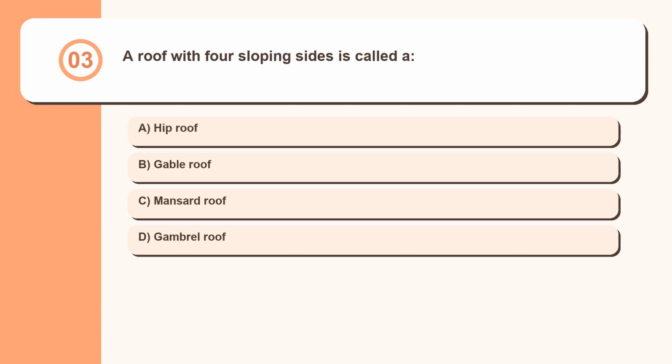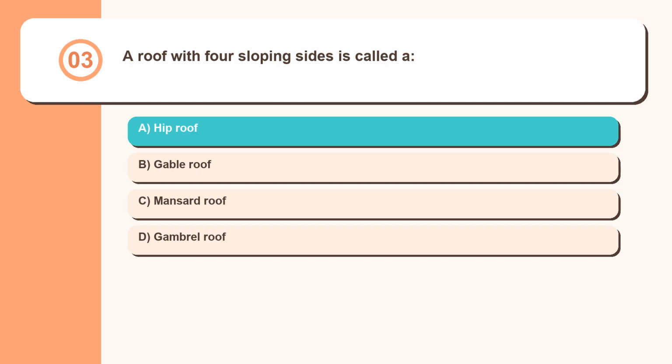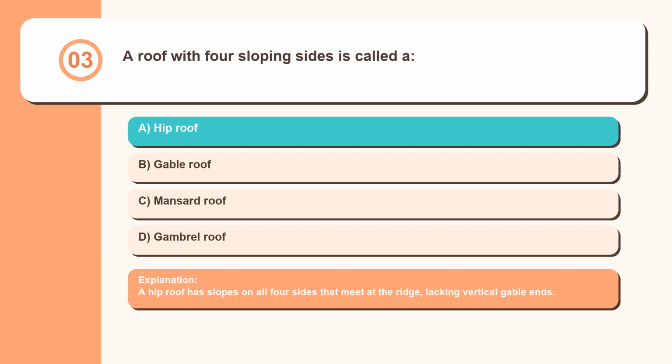Question 3. A roof with four sloping sides is called a hip roof, gable roof, mansard roof, gambrel roof. A hip roof has slopes on all four sides that meet at the ridge, lacking vertical gable ends.